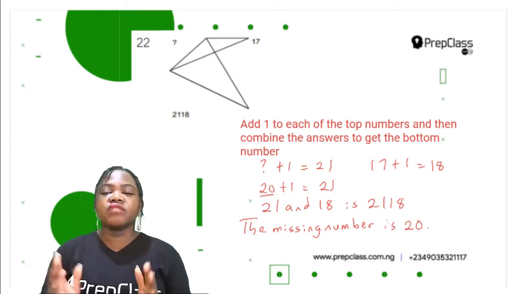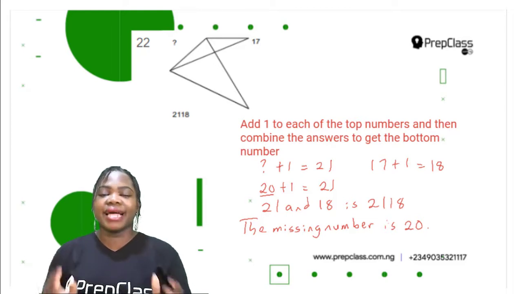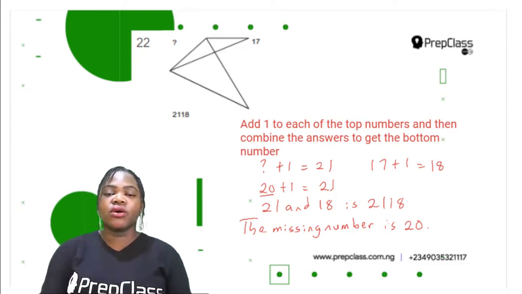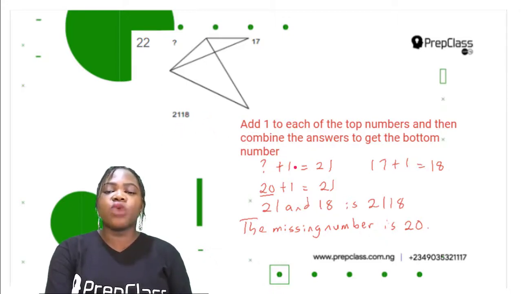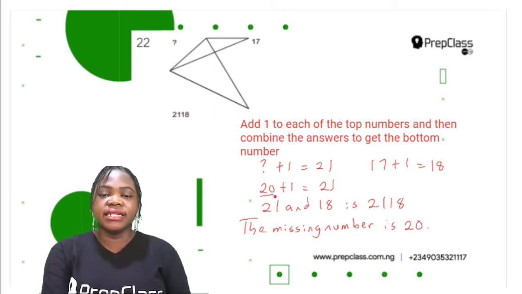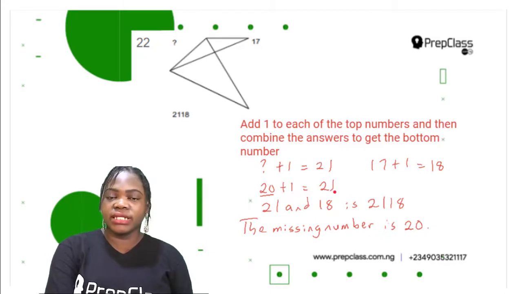Add 1 to each of the top numbers and then combine the answers to get the bottom number. Okay, so 21, 18. So we can have 21 and 18. So what number plus 1 would give 21? Of course, the answer is 20. 20 plus 1 would give us 21.